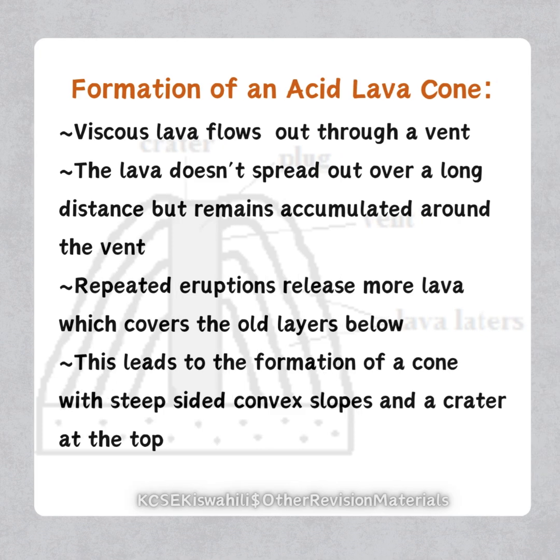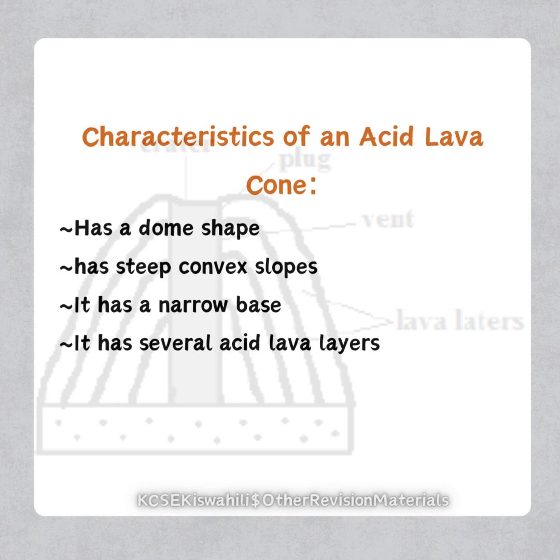As I said earlier, the cones are formed when viscous lava flows out through a vent. However, the lava does not spread out over a long distance but remains accumulated around the vent. Repeated volcanic eruptions release more lava which covers the old layers below. This leads to the formation of a cone with steep-sided convex slopes and a crater at the top. Acid lava cones have the following characteristics. They have a dome shape, steep convex slopes, a narrow base and several acid lava layers.